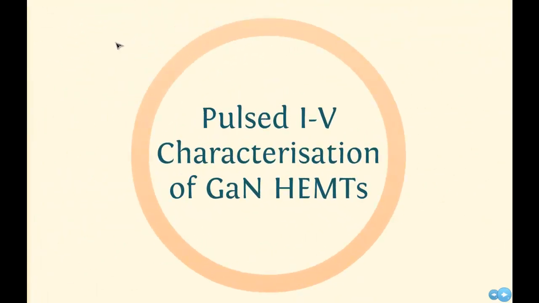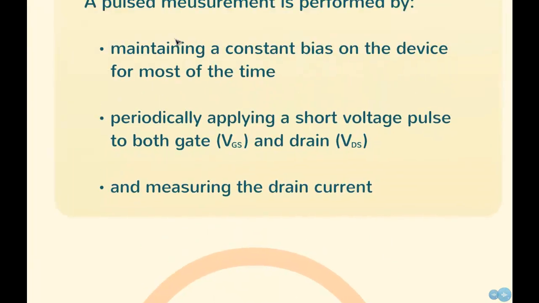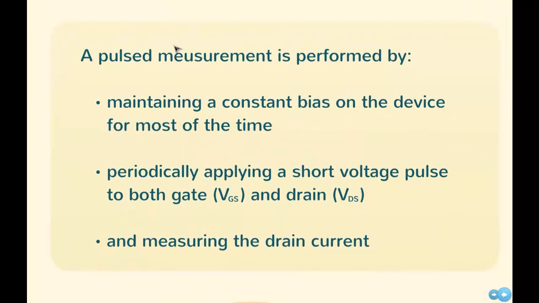Now, I had the opportunity to work on this directly myself at the University of Sydney, where they have a bespoke characterization system for gallium nitride. Basically, the way the measurement is performed, you just maintain the transistor at a constant bias for most of the time, and periodically you apply a short pulse to both gate and drain, and you measure the drain current.